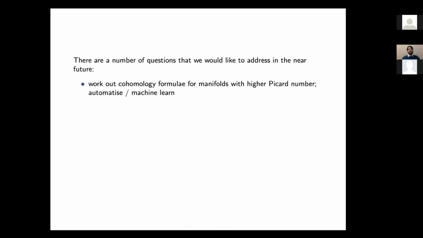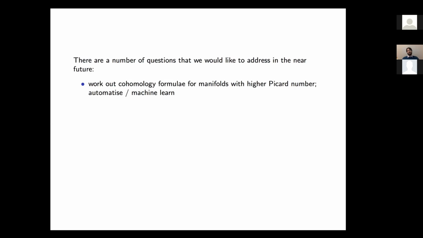So let me say a few words about what we are planning to do next. We looked, in general, at manifolds with small Picard number, because it's easy to see by direct observation what happens, what the formulae are, and then to see something about the mathematical structure. But of course, for model building, sometimes you need manifolds with high Picard number. There is a question of how to practically obtain formulae on manifolds with larger Picard number, and then machine learning is probably the key ingredient there.